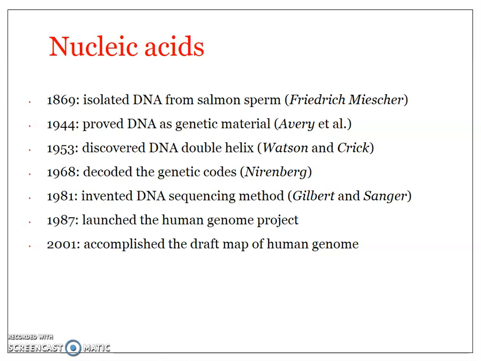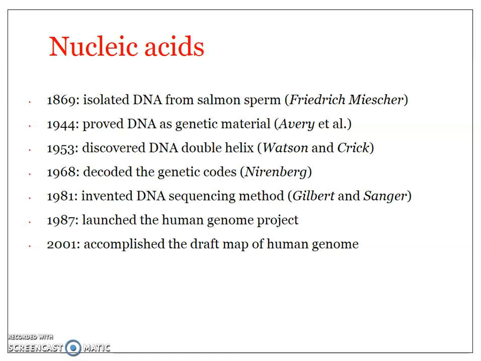And later in 1944, Avery, MacLeod, and McCarty proved that DNA was a genetic material, or we can say DNA contained the genetic information. Later in 1953, it was James Watson and Francis Crick who came up with the double helical model for DNA. And they came up with a structure based upon the X-ray diffraction studies conducted by Rosalind Franklin.